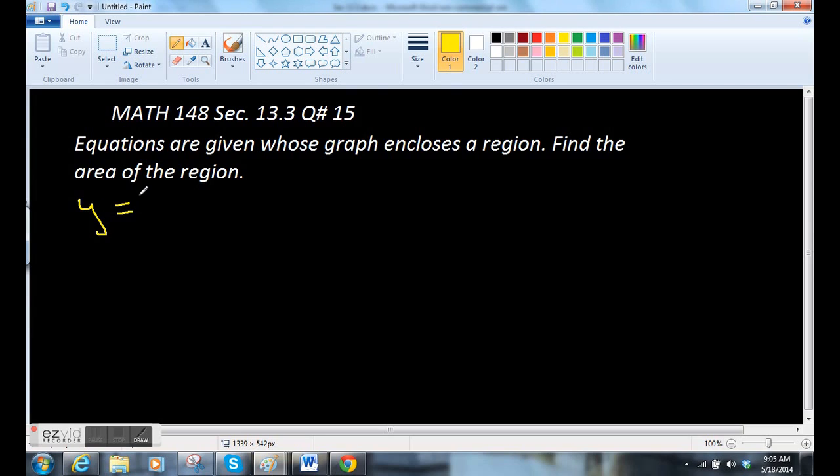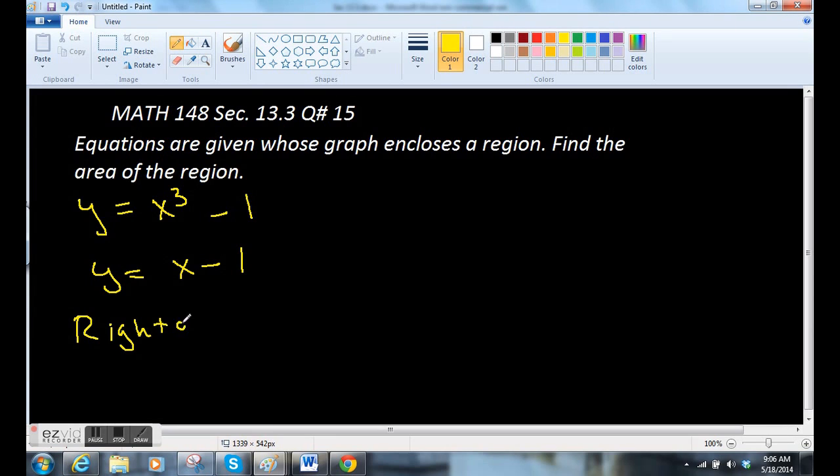Hi guys, this is Math 148, section 13.3, and this is question number 15. The question for this section reads, equations are given whose graph encloses a region. Find the area of the region. They give us two functions, y equals x cubed minus 1 and y equals x minus 1, and it says find the region to the right of the y-axis.